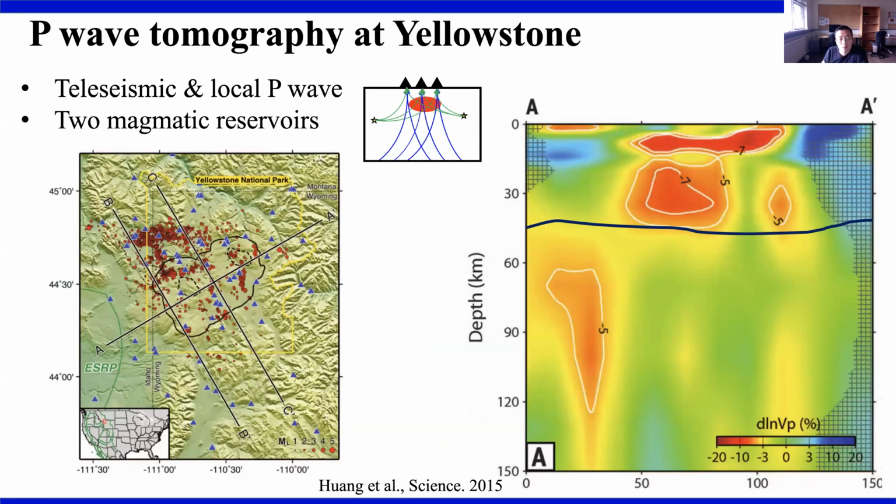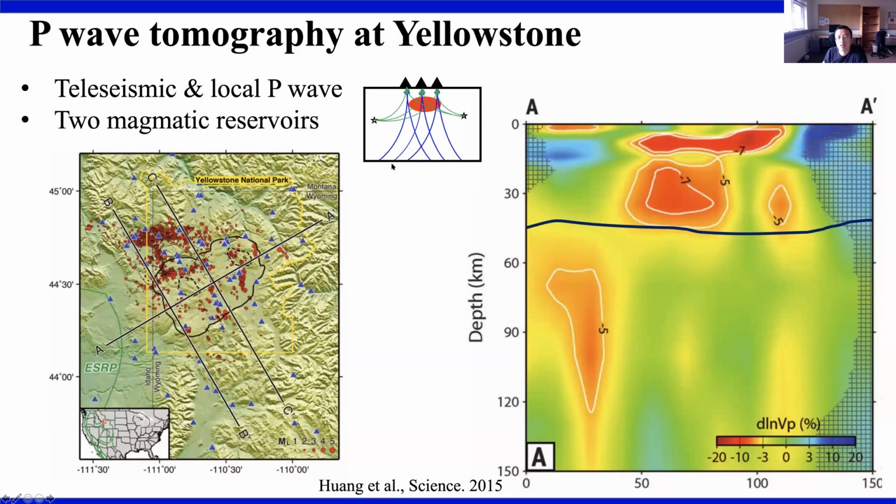There are more recent studies in Yellowstone. So here shows the Huang et al. 2015 study. In terms of the technical part, they not only use this kind of steep geometry ray from teleseismic, but also add some local P waves, which can travel horizontally for some amount of time before they get to the stations. So adding these two pieces of information together can really help to increase the resolution.